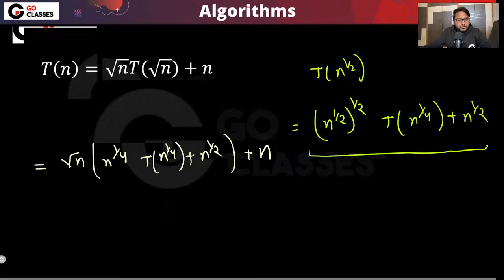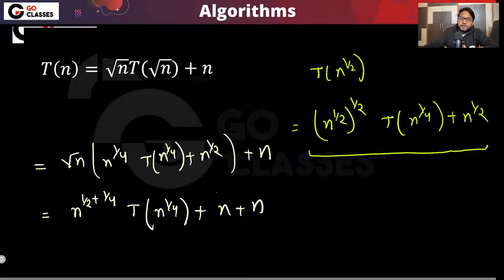Okay, so that's fine, right? Now let's just go further. Now what you will do, you will say that, see, this is n power 1 by 2. You need to multiply by n power 1 by 2. So it is n power 1 by 2 plus 1 by 4 into t of n power 1 by 4, right? Plus n, something like this, right? Plus n. Now what is this? I think you multiply by 2. This is 3 by 4, right? So this is n power 3 by 4 into t of n power 1 by 4 plus n.